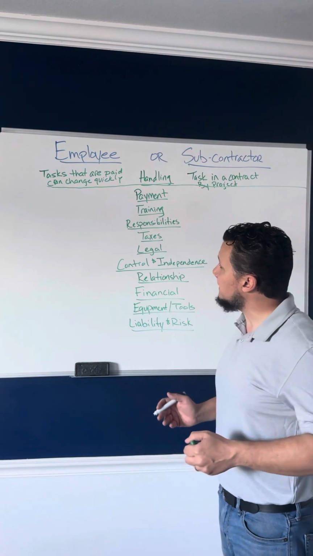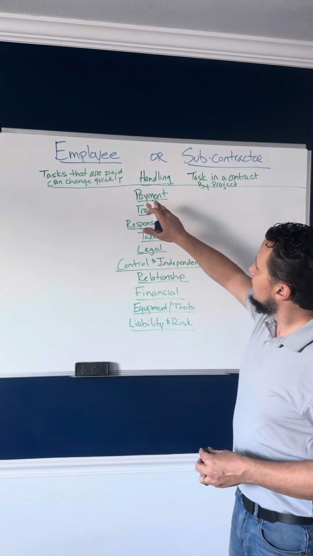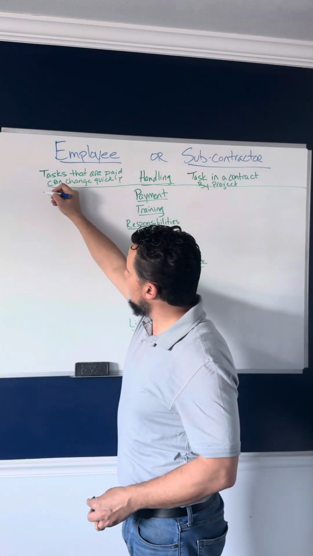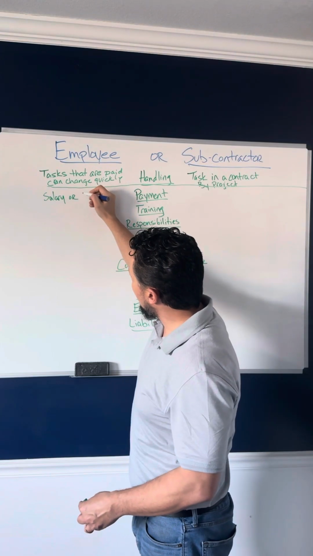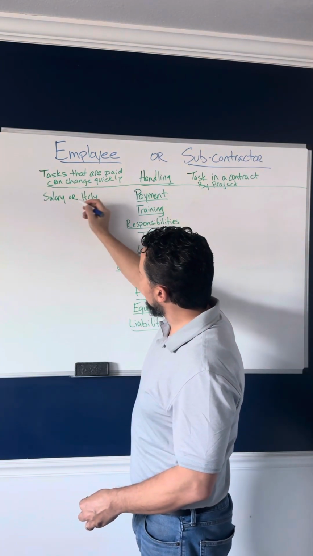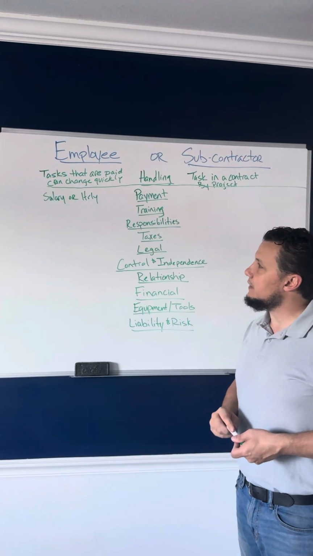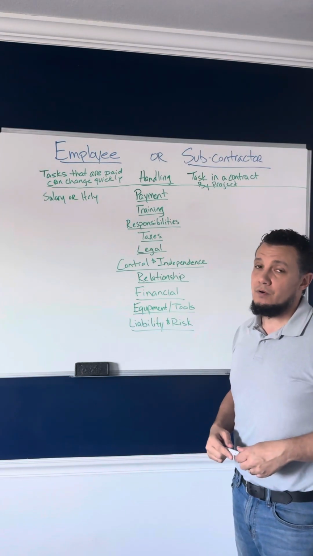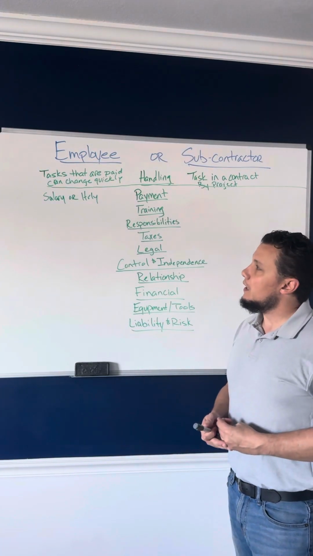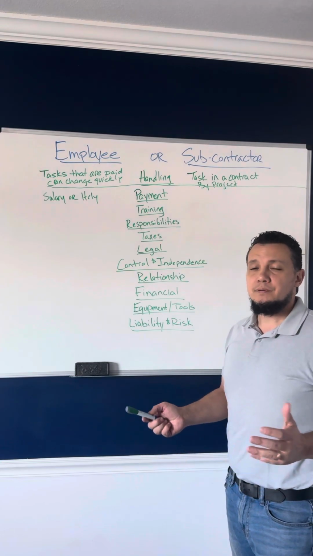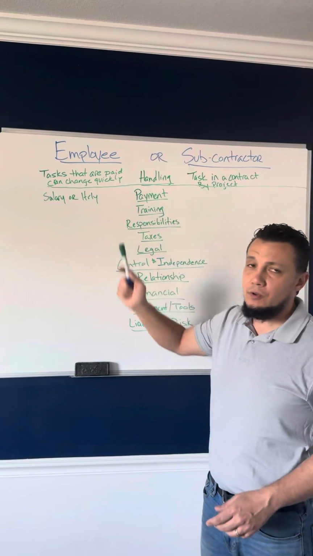Now, as far as payment, the employee is paid a salary or hourly, okay? They get a fixed amount for the time that they're there. $15 per hour, $50,000 per year. It could be a draw plus commission. That is how you pay an employee.